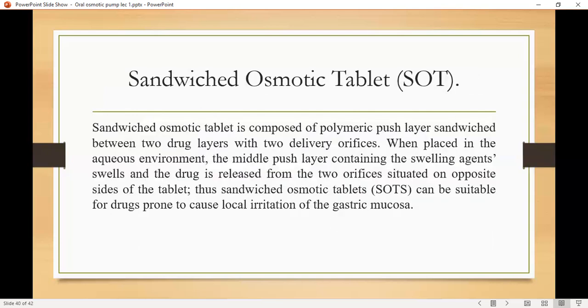Proceed further. Sandwiched osmotic tablet. A sandwiched osmotic tablet is composed of a polymeric push layer sandwiched between two drug layers with two delivery orifices. When placed in the aqueous environment, the middle push layer containing the swelling agent swells and the drug is released from the two orifices situated on opposite sides of the tablet. Thus, sandwiched osmotic tablets can be suitable for drugs prone to cause local irritation of the gastric mucosa. So another system is the sandwiched osmotic tablet.